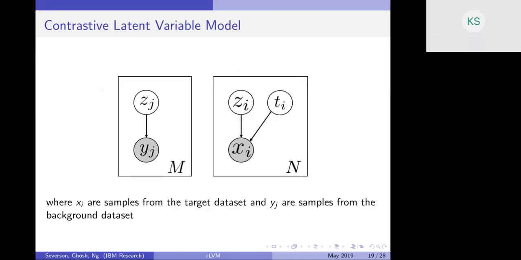Okay, so coming back to the contrastive latent variable model, we can consider the relationships here graphically, where again, xi are samples from our target data set, and that's the data set that we're interested in learning about, and yj are the background data. Again, yj only has one latent space and has representations z sub j, and our target data has two latent representations, zi and ti. Primarily, we're going to be interested in visualizing what these ti's are.